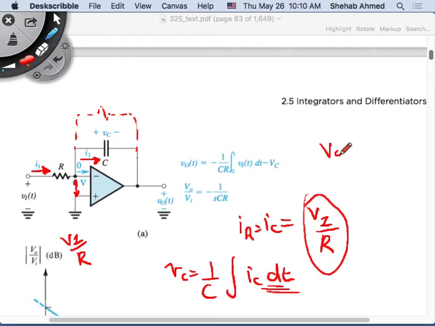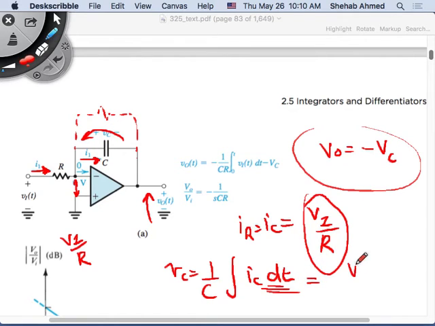And V output is equal to minus VC. This is V output, this is VC. V output is equal to minus VC since this is 0. So V output is equal to minus the voltage across the capacitor. The voltage across the capacitor is equal to the integration of the current through the capacitor, which happens to be VI over R. VI is something that can change, so I keep that inside the integration. And then outside the integration, I put 1 over CR, RC or CR. And then V output is the negative of that. So it's negative of 1 over RC times the integration of the input voltage.